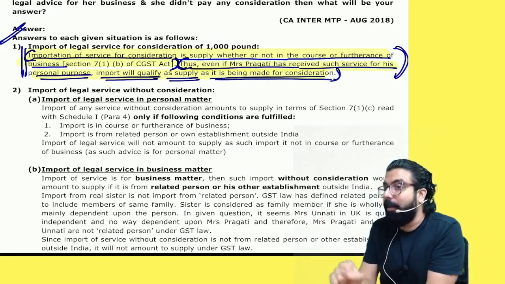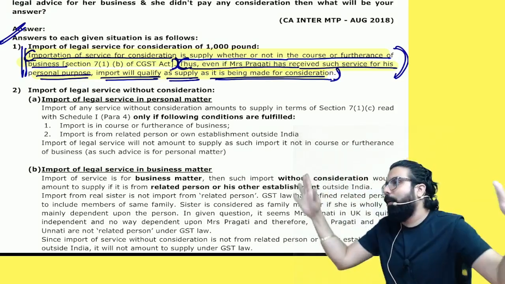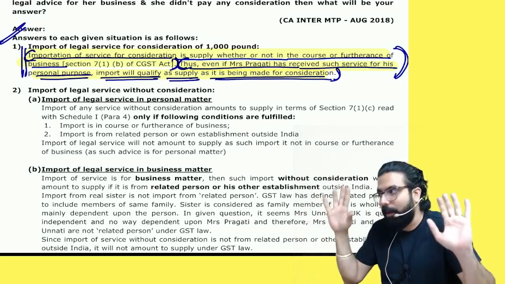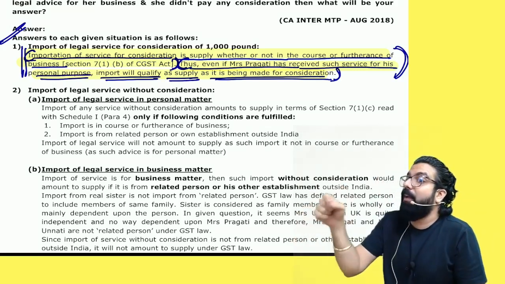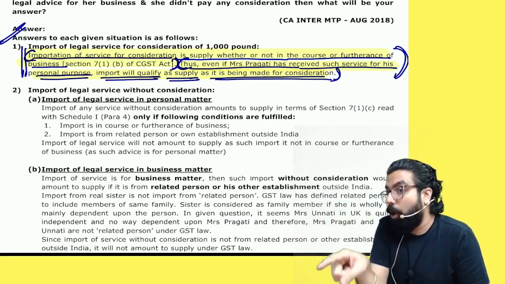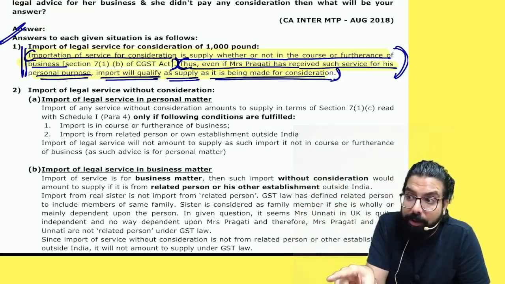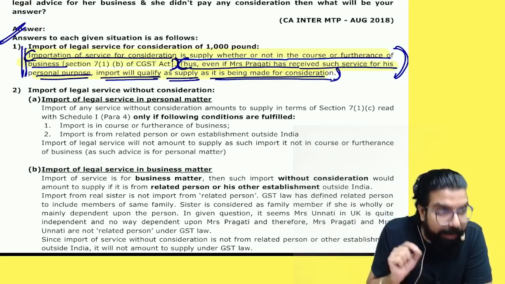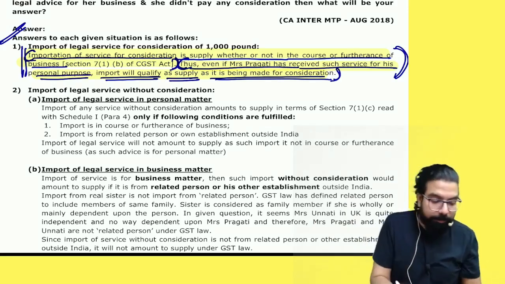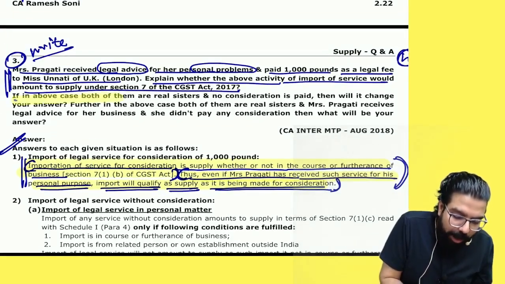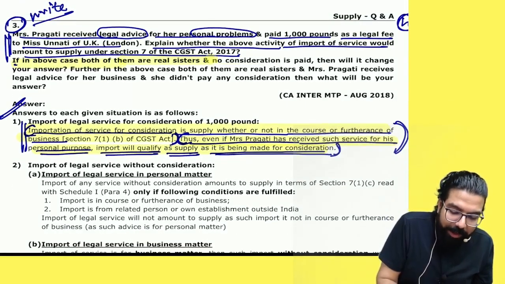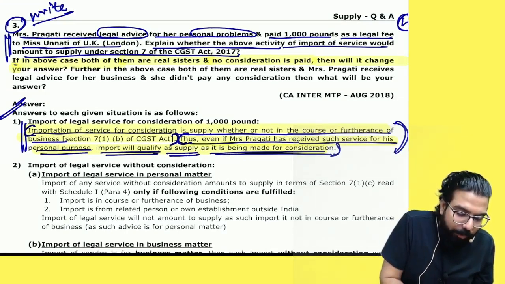Me correcting each, is it possible that I can correct all of your notebooks? First thing, it is not possible. Secondly, even if I correct and give you marks, you will not know where is the mistake. How will you realize the mistake? Only when you yourself read. Can I go ahead, everyone? Next. If in the above, both are real sisters and no consideration is paid, will it change your answer?